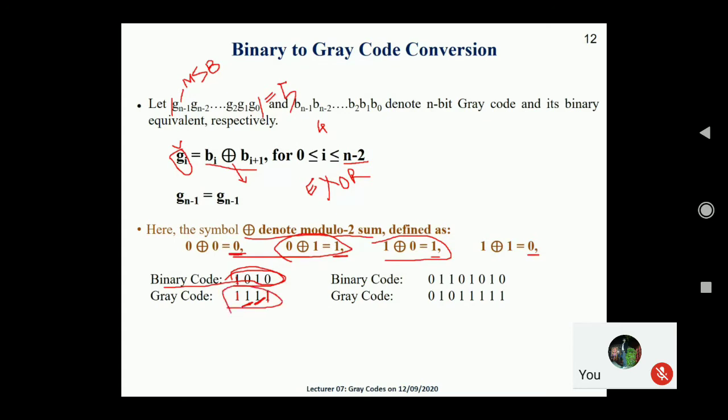Okay, so we can consider the next one. So the MSB is the same, so it is 0. Then 0 modulo 2 1 is 1, 1 modulo 2 1 is 0, 1 modulo 2 0 is 1, 0 modulo 2 1 is 1, 1 modulo 2 0 is 1, 0 modulo 2 1 is 1, and 1 modulo 2 0 is 1. So what happened for this particular binary code? This is the corresponding gray code. It is very simple. Is it clear to all of you? Yes, sir. Okay, so this is the process of binary to gray code conversion.